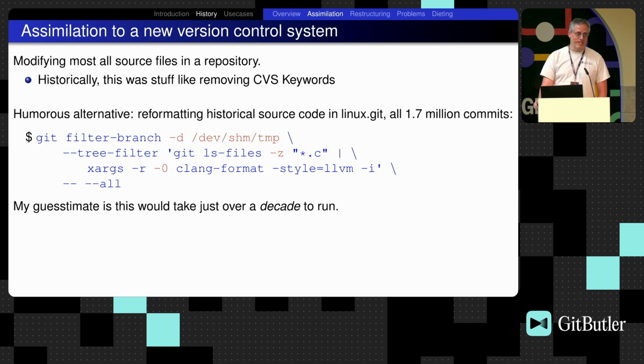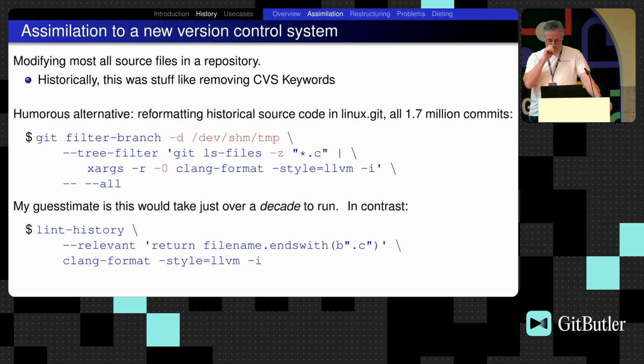And the reason for that is if you had some kind of file that was in the early part of Linux's history, and it was only changed 5 times, you would still need to rewrite it 1.7 million times. And so what we would really want instead is something that would operate on just the number of times each file changed and just make changes to those.